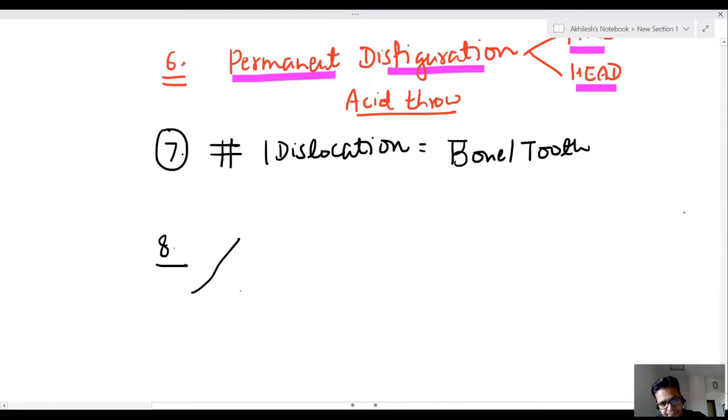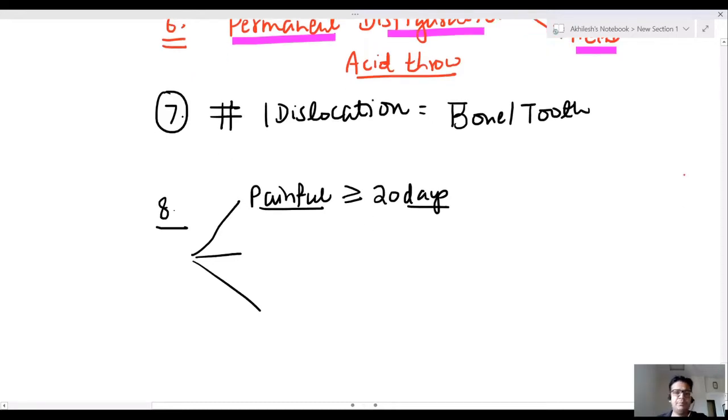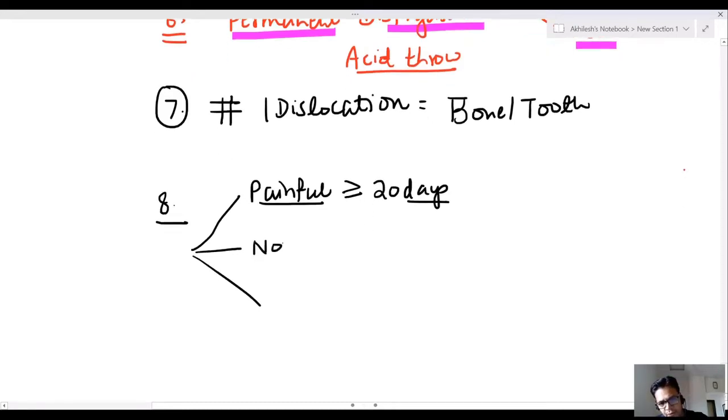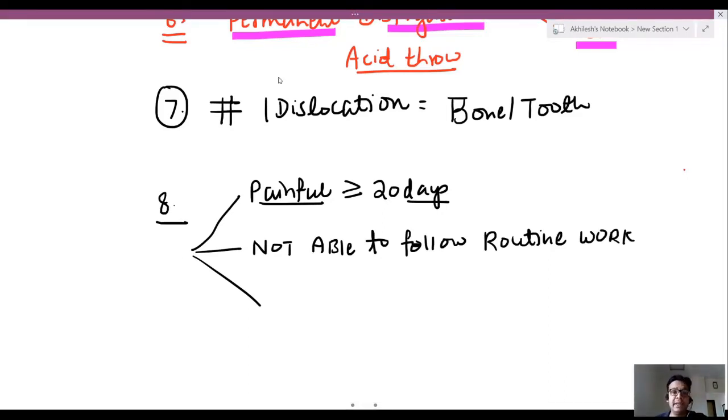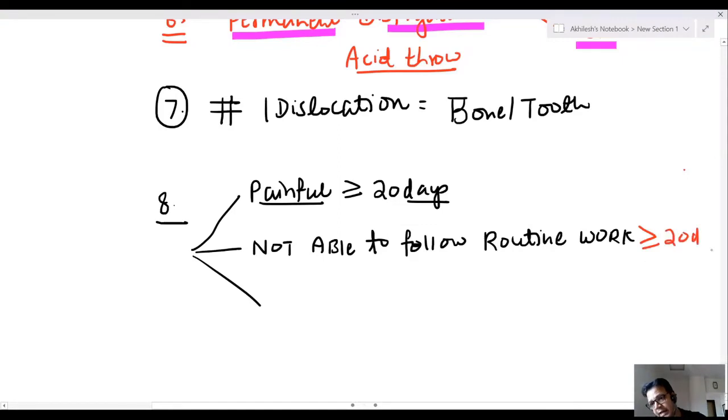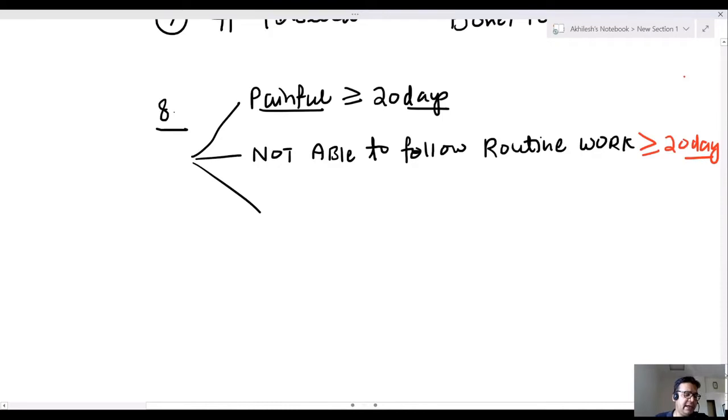Now, sir, this one. If you remain in a painful condition for 20 days or more by any injury, this is grievous hurt. Not able to follow routine work for 20 days or more. Dr. Saab, what is the meaning of routine work? Eating, sleeping, talking, walking, earning. Sir, if these are hampered for 20 days or more, this will be a grievous hurt.